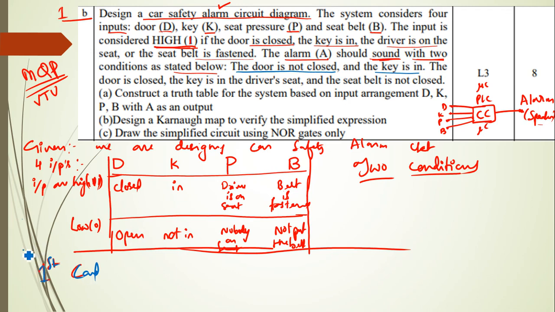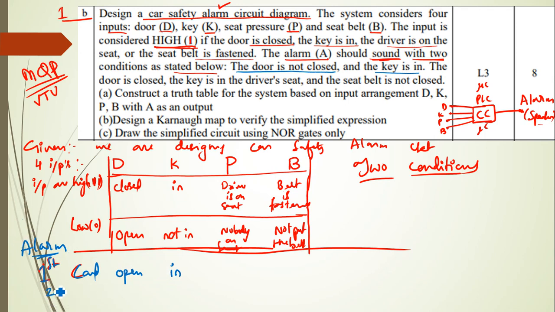Means for the first condition, the alarm should sound when the door is open and the key is in, you have already put the key in and the door is open. See, this is an unsafe act, right? So if you just clearly visualize the given question, you are in the car, you have already put your key in and you have not closed your door, then it is a safety issue. So what you have to do, you have to generate an alarm. So that is why this is the first condition.